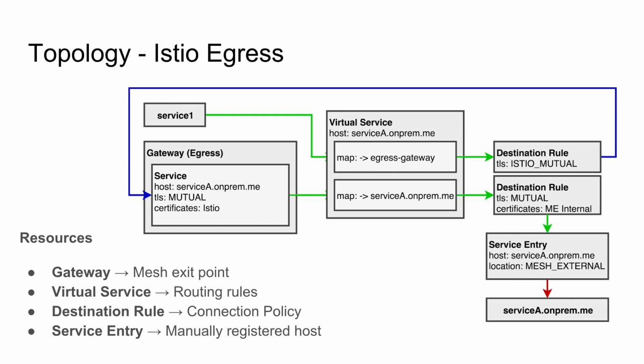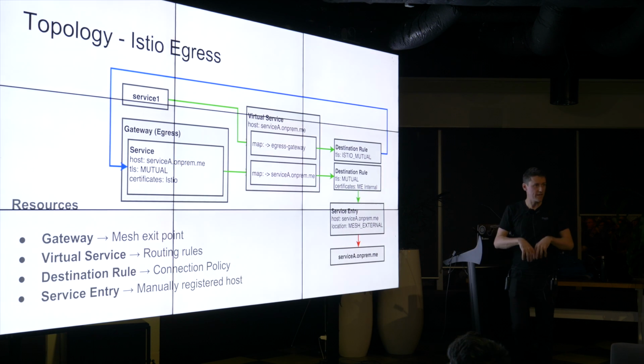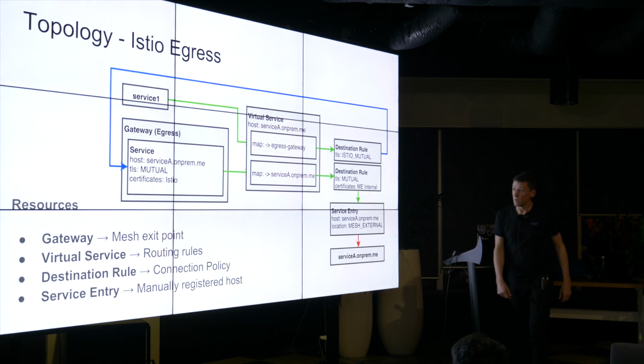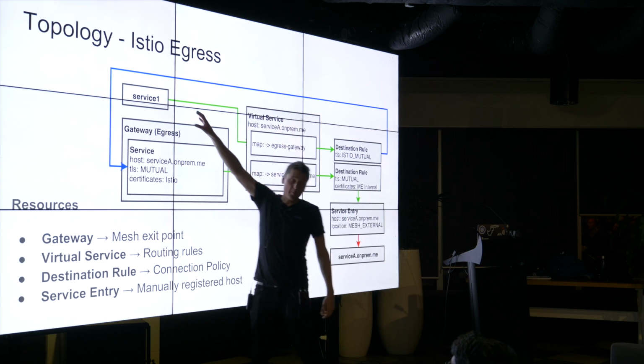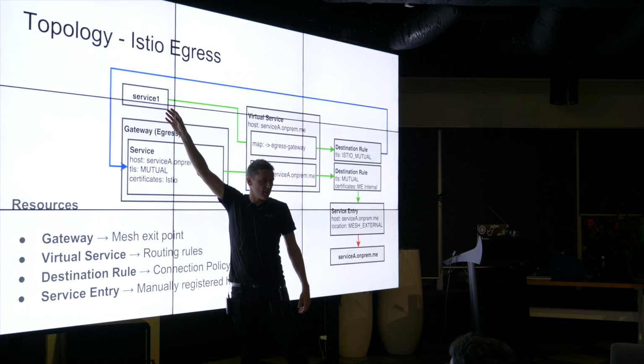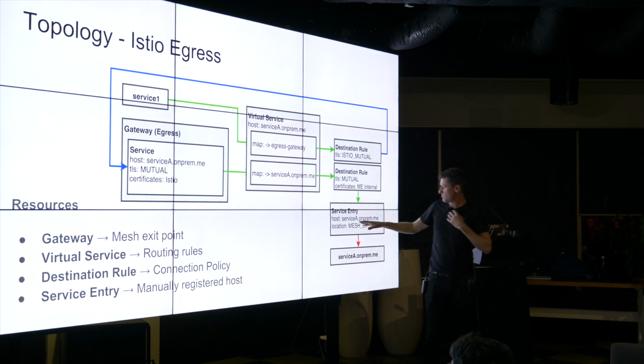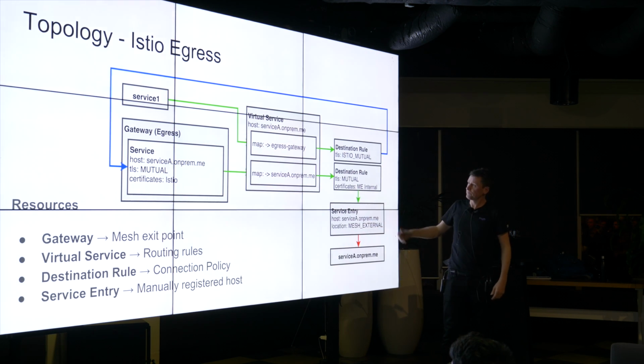Finally, egress. Egress, the extra, is another resource we need to introduce, which is a service entry. Anytime we're talking to something outside the mesh, we need to register those endpoints within Istio, and a service entry is a mechanism to do that. So we have a service running up here, along with its sidecar. Assume there's a sidecar with that. It makes a connection out to, let's say, service A.on-prem at ME.